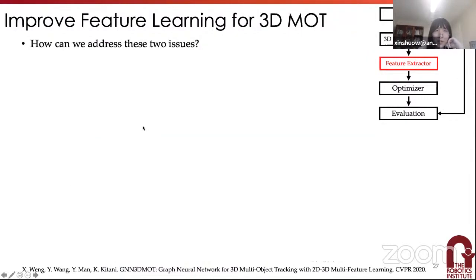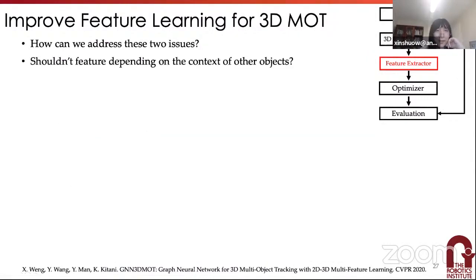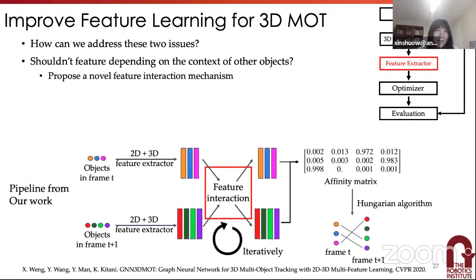Okay, now we know the issues. How can we address them? At the beginning of this project, we started by asking ourselves two questions. The first one is, shouldn't the feature depend on the context of other objects? Shouldn't we encode the context information? Well, the answer is yes, and we proposed a novel feature interaction mechanism here.